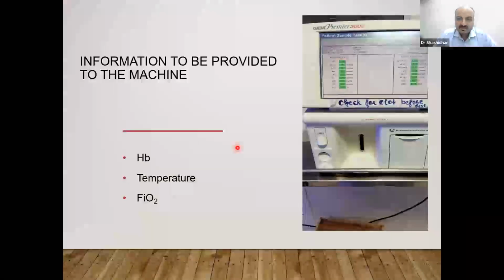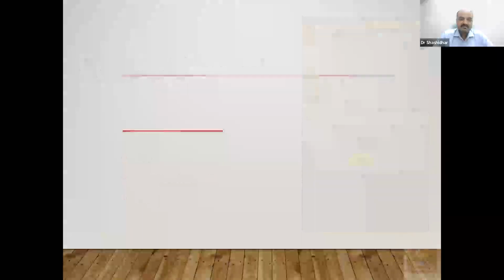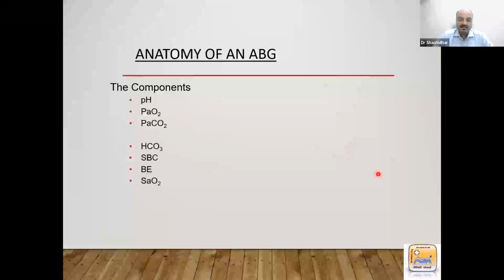Some machines would ask you what is the hemoglobin of the patient, what is the temperature, what is the current FiO2. Some machines will not ask you. If there is an option, always put in these parameters so that the blood gas machine will give you the correct method of analysis. The anatomy of a blood gas has these many components.